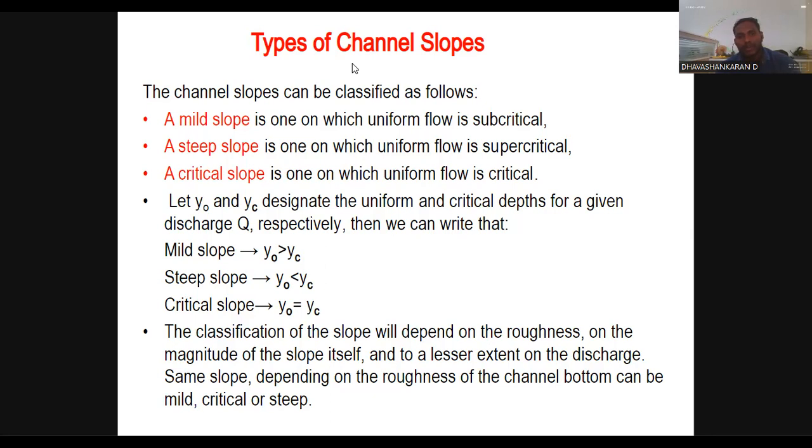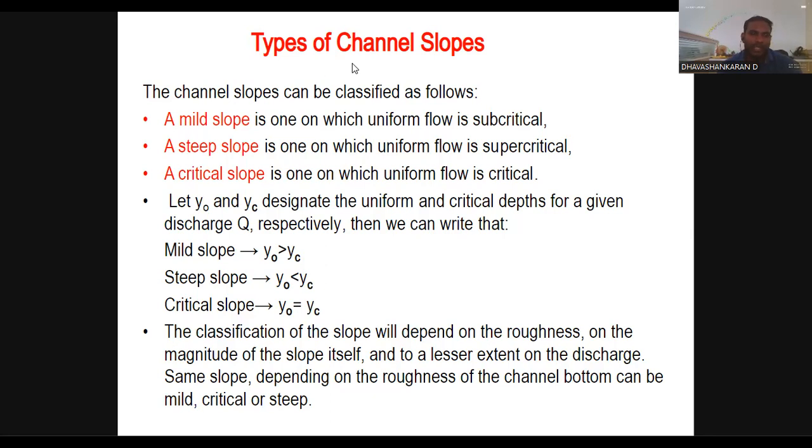Here, how do we identify the mild slope? Mild slope means the normal depth is greater than the critical depth. Generally, we have to find the normal depth and the critical depth. There are formulas available in the problem. After arriving at these values, we can make a comparison. When the normal depth is greater than the critical depth, that type of slope is called mild slope.